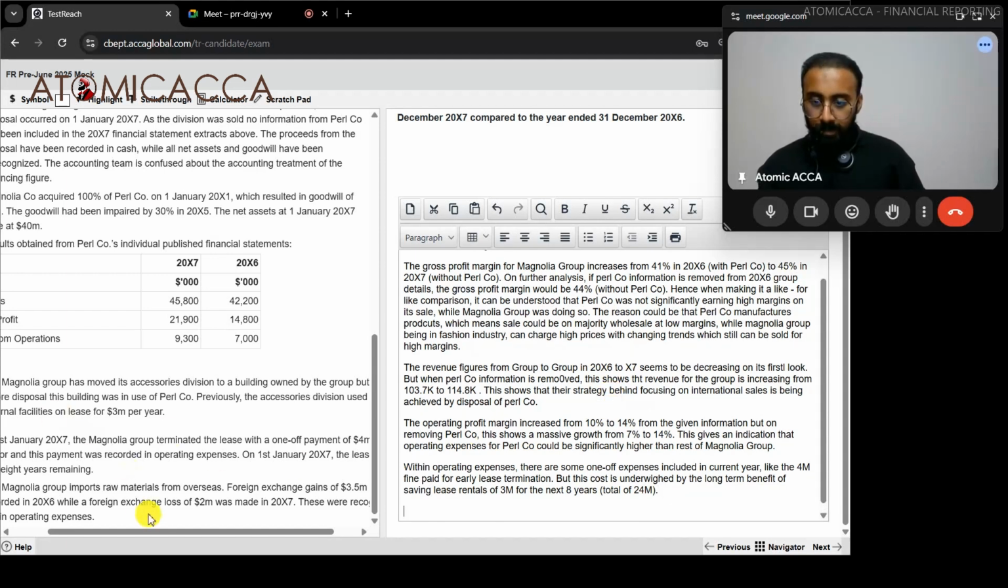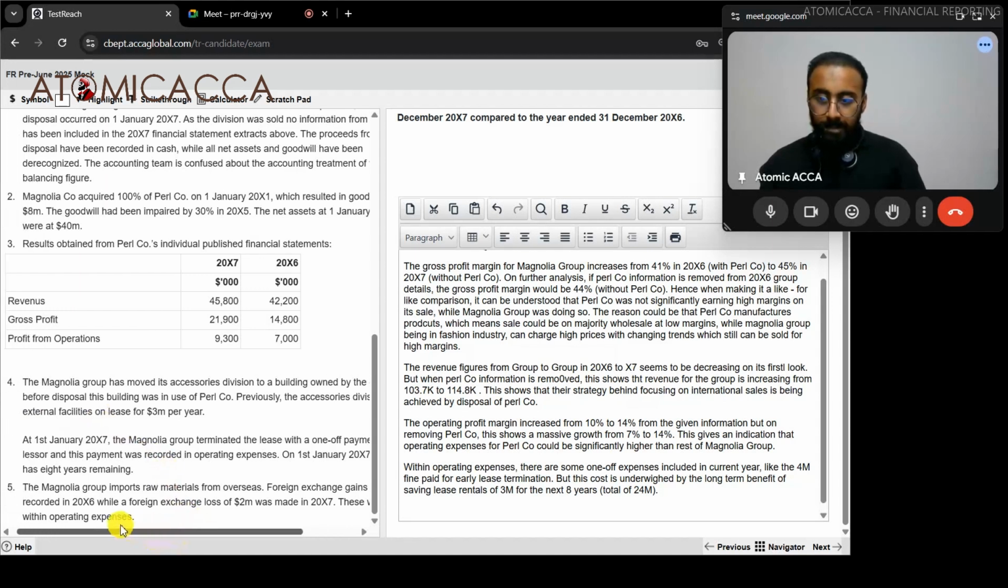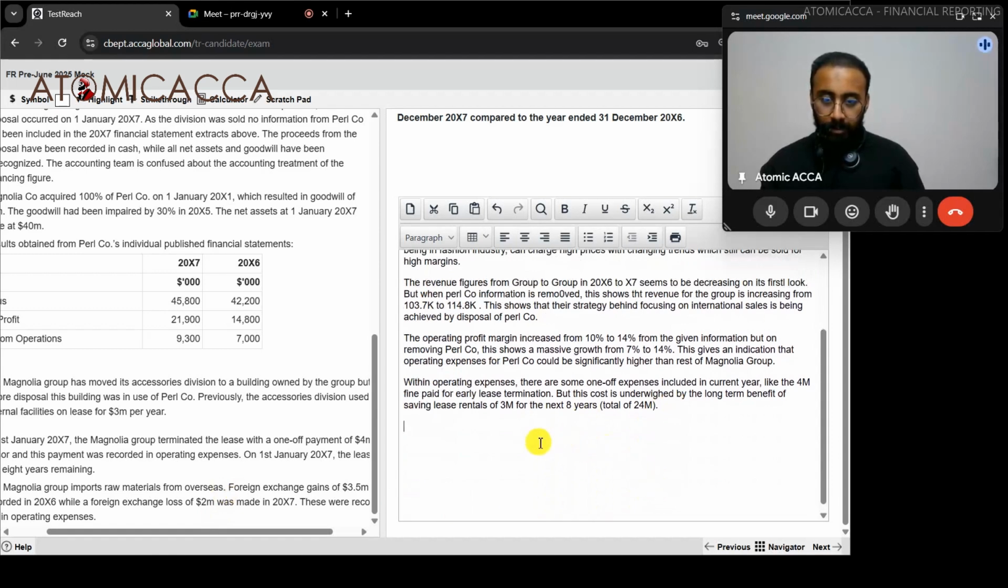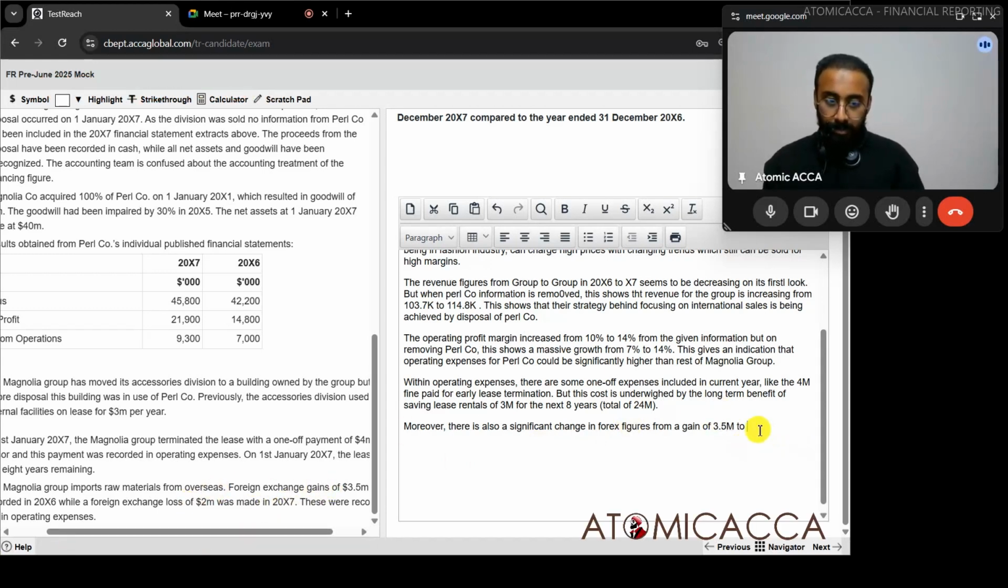What else can we say? Something about foreign exchange loss is also mentioned, so you can talk that point over here. Moreover, there is also a significant change in forex figures, from a foreign exchange gain of 3.5 million to a loss of 2 million.